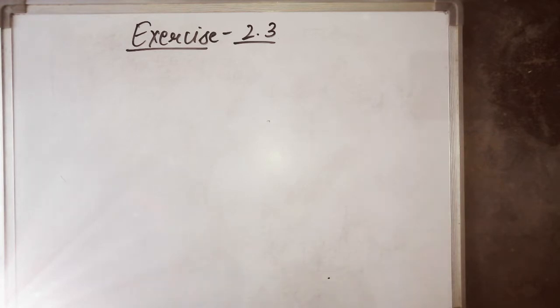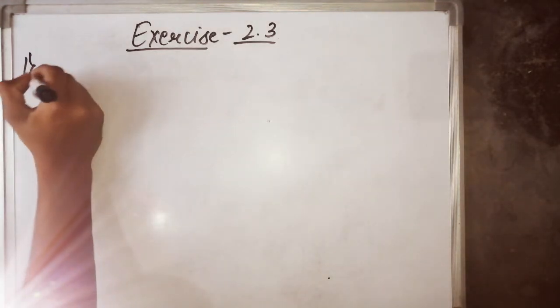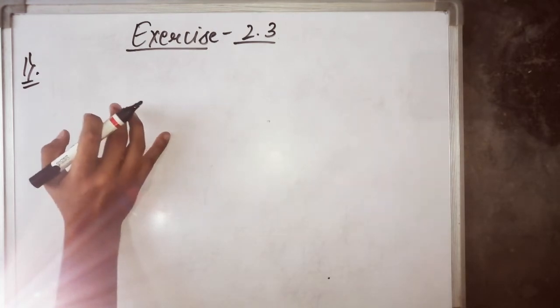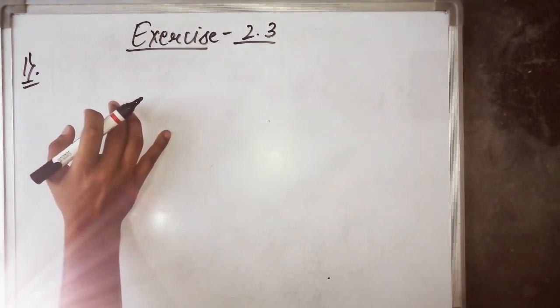Today we will discuss exercise 2.3 of chapter 2, Relations and Functions, class 11th maths. So let's begin. Our very first question is: which of the following relations are functions? Give reasons. If it is a function, determine its domain and range.